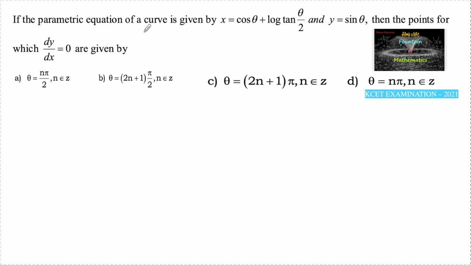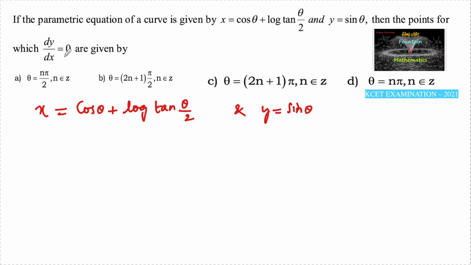If the parametric equation of a curve is given, x is equal to cos theta plus log of tan theta by 2 and y is equal to sin theta. Here both x and y are connected with the parameter theta. Then the points for which dy by dx is equal to 0. So let's differentiate both x and y with respect to theta.